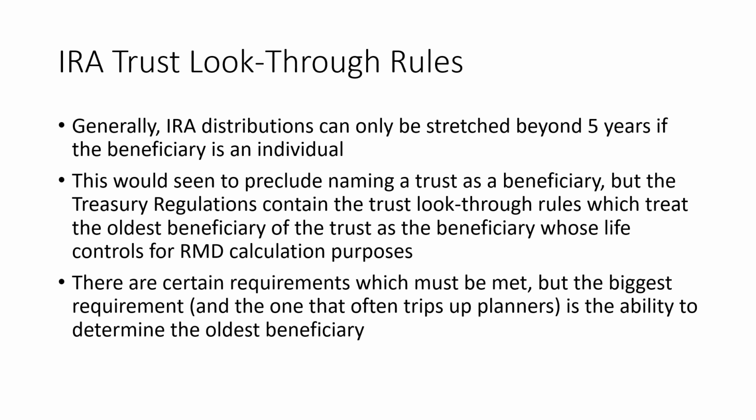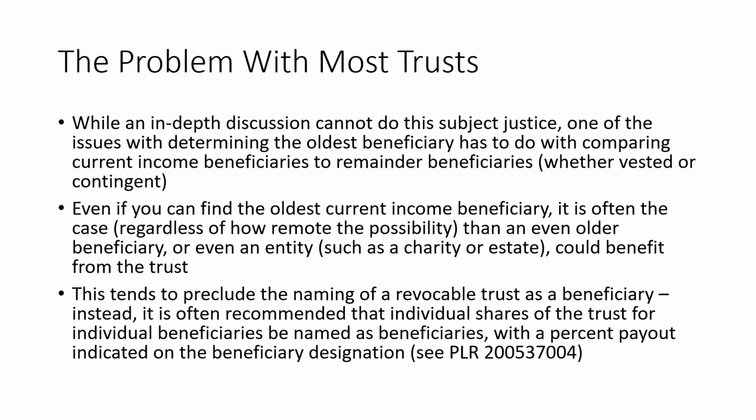So, the trust look-through rules were built into the Treasury Regulations to allow you to basically ignore the existence of the trust and look at the individual beneficiaries. And if you can look at all the beneficiaries of the trust, and we'll look at that definition of all in a second, but if you can look at all those beneficiaries and find the one with the shortest life expectancy, in other words, the oldest beneficiary, generally you can use that beneficiary's life to determine required minimum distributions to the trust as a beneficiary. So the biggest problem, as we're going to see, becomes the question of determining that oldest beneficiary, or even determining if there's even a chance that an entity could be a beneficiary of the trust.